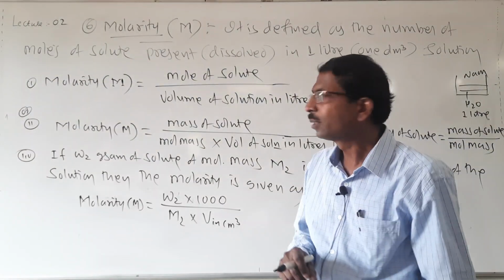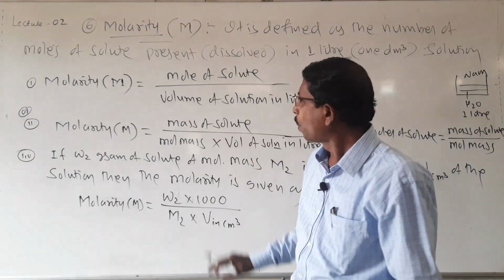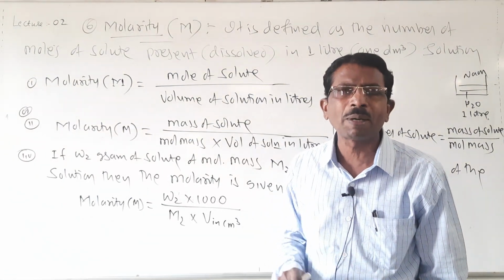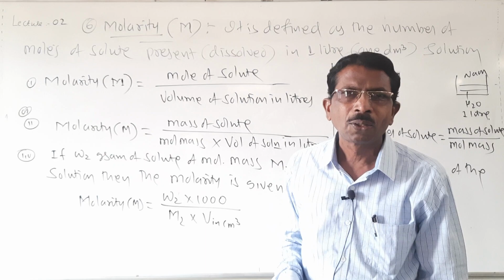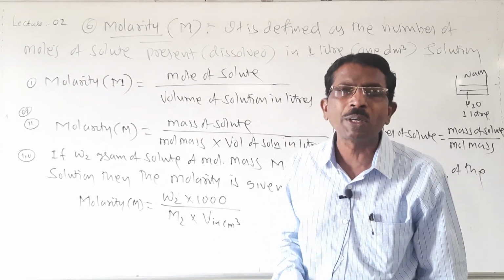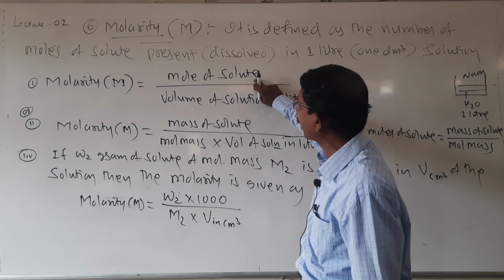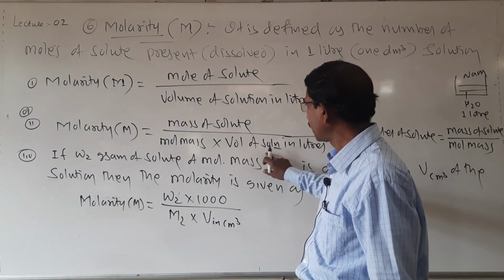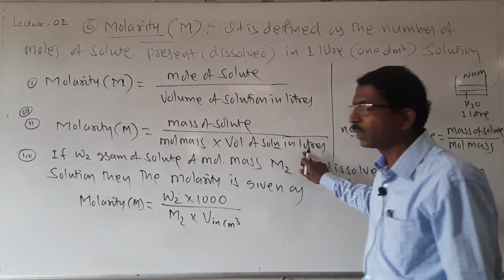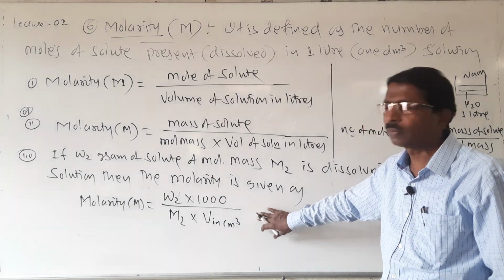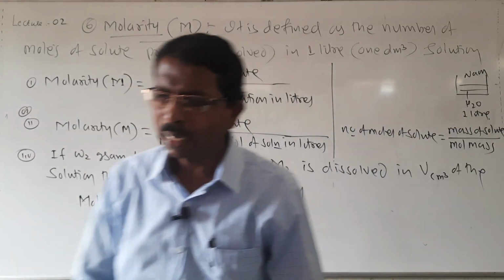So students, here I will show one example. If they ask, mass of solute 10 gram of NaOH dissolved in 20 liters. Write 10 gram, mass of solute, divided by its molecular mass, and volume of solution in liters, 20 liters. Otherwise, you may go this way, it is very easy. So I will show here an example.